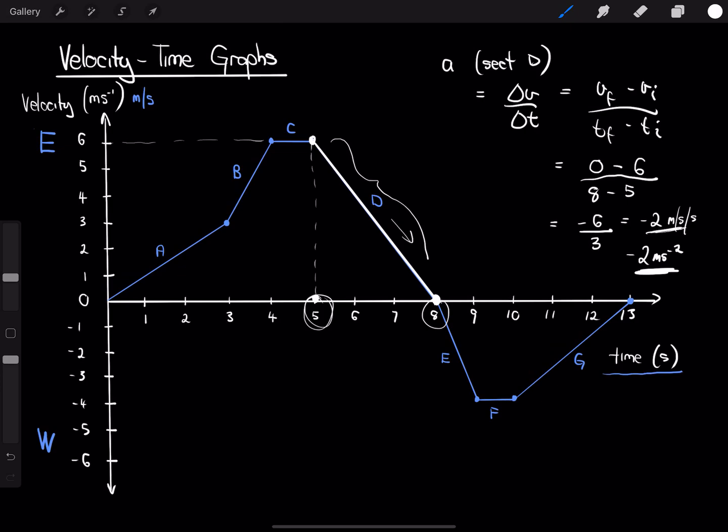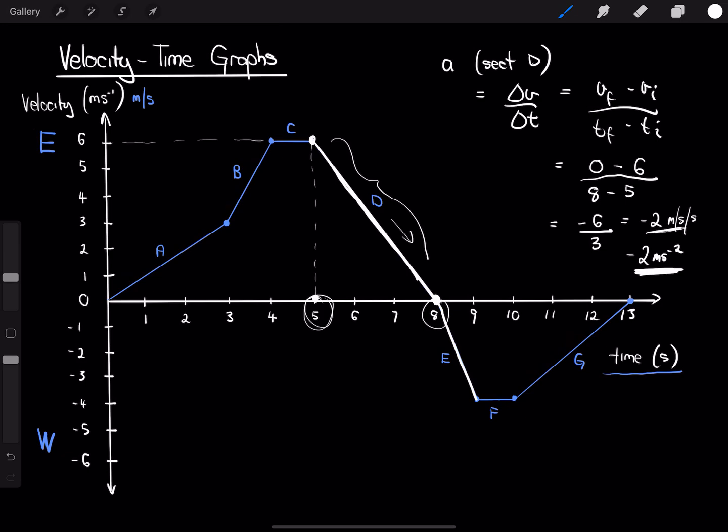Because even though the gradient is negative, it's telling us that the acceleration is negative. It's certainly got a negative acceleration, which means that its change is heading in the negative direction, or it's changing towards the westerly direction. But whilst it's in section D, it's still travelling in the easterly direction. It's just slowing down until it reaches the 8-second point, where for a split second it stops, then it starts travelling in the opposite direction, which is west.